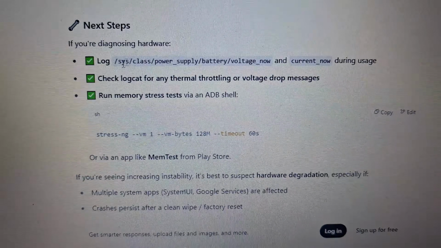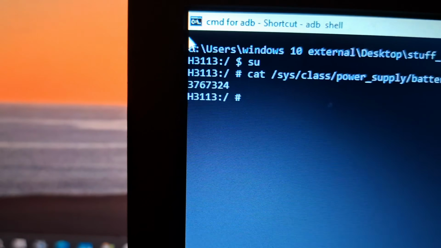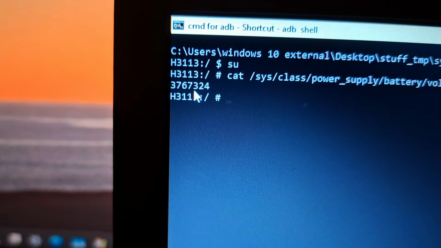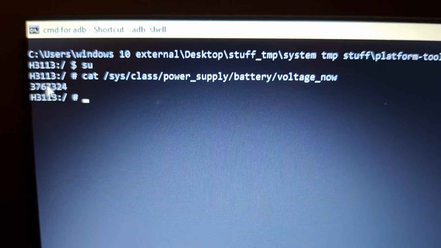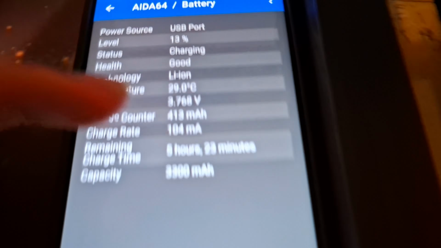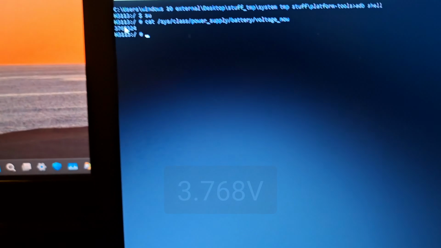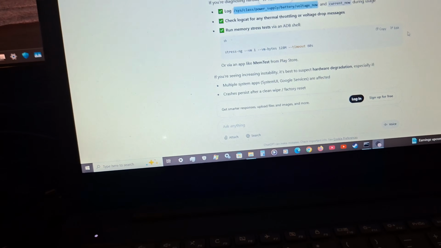If you diagnose, so this is a log here. I never even knew this existed. I'm going to try it. So this is the voltage right now. 3767324. It's quite funny how launching an app is now crashing system UI. This is the current. 3.7. That's normal, actually. That voltage is quite normal. 3.7 volts is normal voltage from a battery.